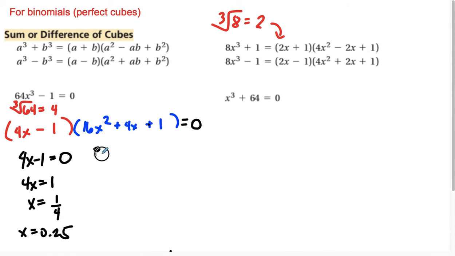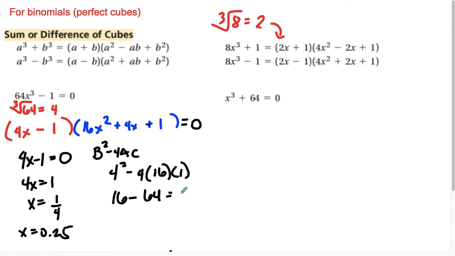So to prove it to you, we have b squared minus 4ac. So b is 4 and we square that. So 4 times 1 times... it's not 1, it's 16. All right, so 4 times 16. 4 squared is going to give me 16, and 4 times 16 is going to give me 64. Altogether, that's going to give me negative 48. All right, so that's why it's going to be imaginary.